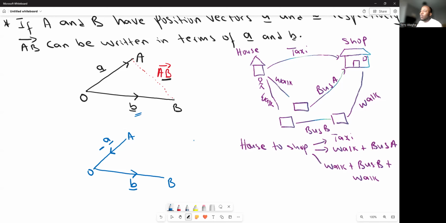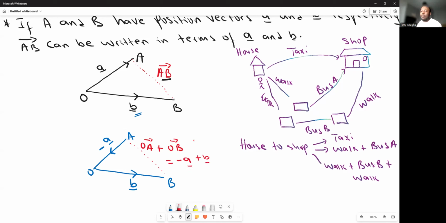Now, in order to move from A to B, that means it's exactly the same thing as moving from O to A plus O to B. Are you seeing it? O to A plus O to B. So that means O to A is going to be minus A plus B.